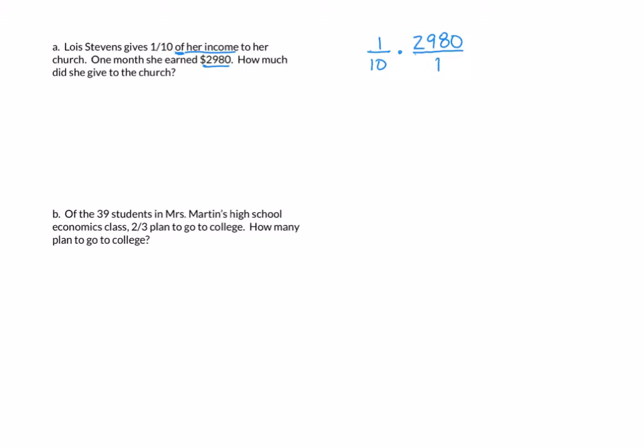Alright, to go ahead and simplify this, we can cancel out the 10. Both of these numbers are divisible by 10. And an easy way to divide by 10 is just to cancel out zeros. And if we go ahead and multiply straight across, we get 298 over 1, or just $298.